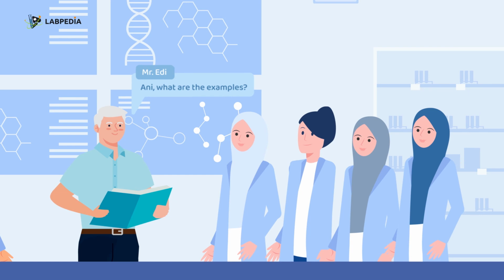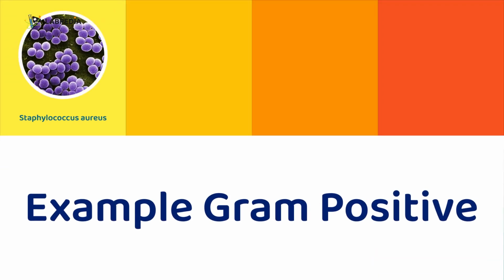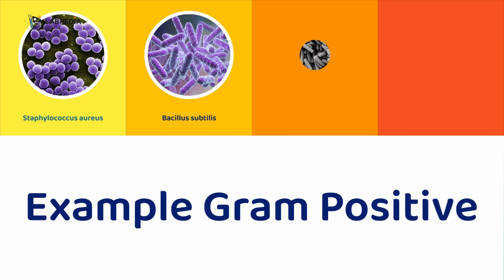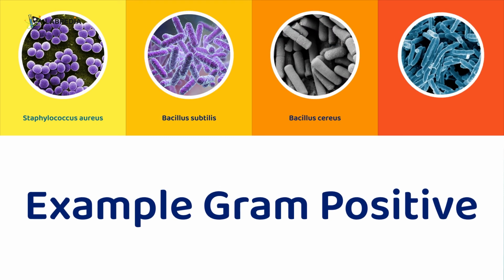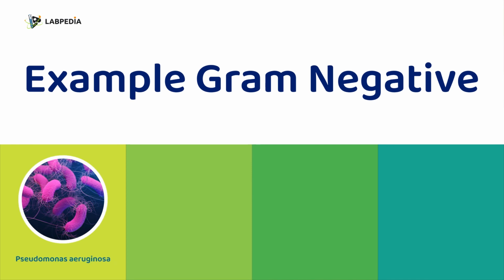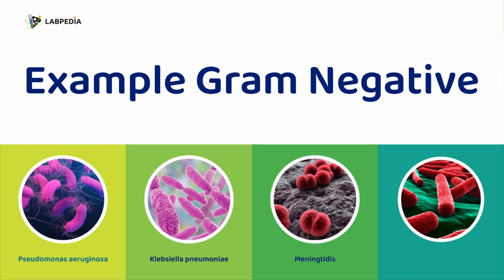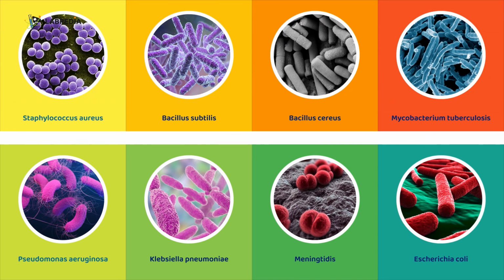Ani, what are the examples? Examples of gram-positive bacteria are Staphylococcus aureus, Bacillus subtilis or hay bacillus, Bacillus cereus, and Mycobacterium tuberculosis, the TB bacteria. Examples of gram-negative bacteria are Pseudomonas aeruginosa, Klebsiella pneumoniae, Neisseria meningitidis, and Escherichia coli.